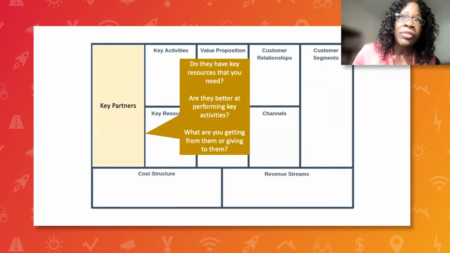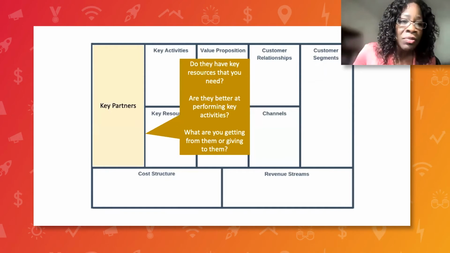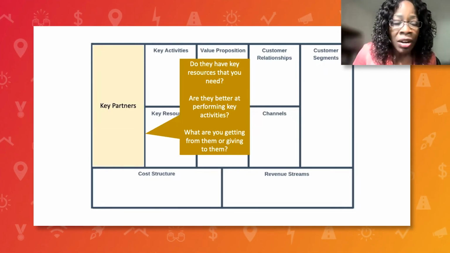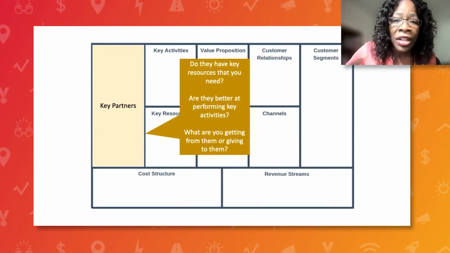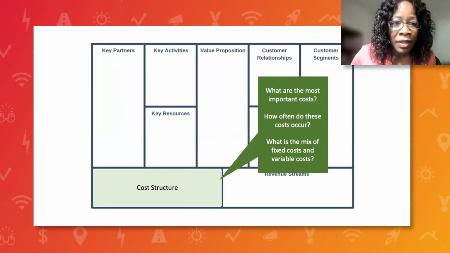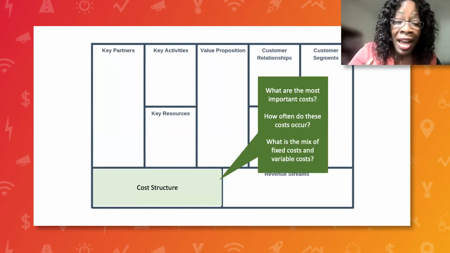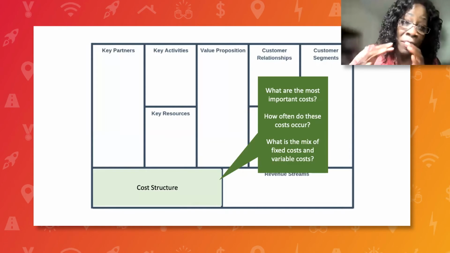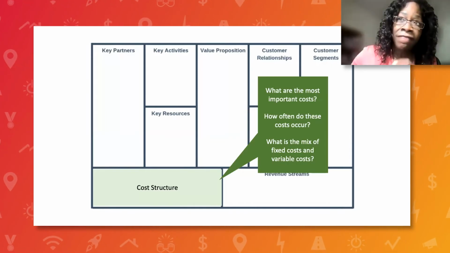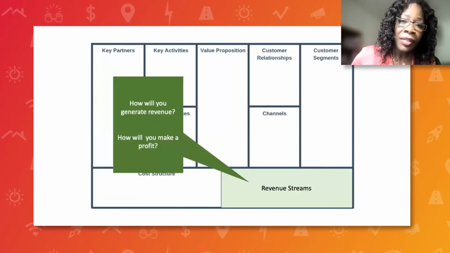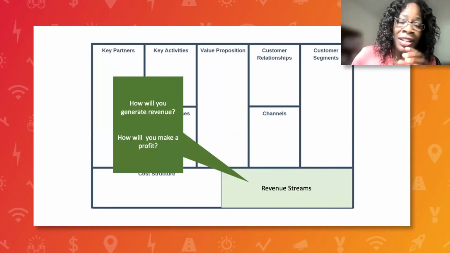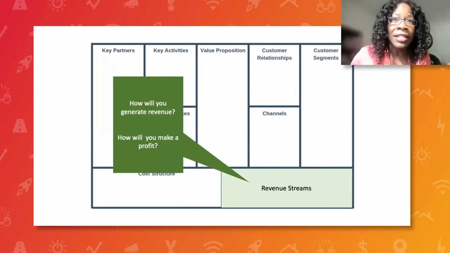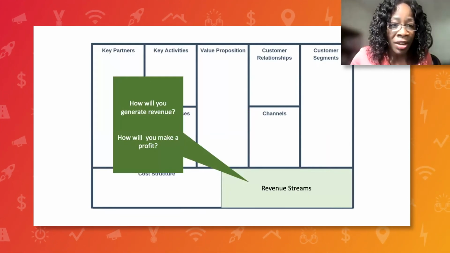For partners, do they have resources that you need? Are they better at some key activity than you are? What are you getting from them or giving to them? Costs. As I said, you need to look at your key activities and key resources, and that's how you come up with your costs. And this is important because unless you have this, it's just a passion project. It's not a business. How will you make a profit?